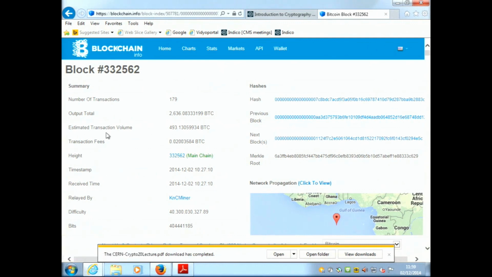Okay, so this block has, we talked about it, this hash here with an appropriate number of zeros. This is the hash of the previous block, so that they're all chained together in one chain. And you can see what the difficulty was here.